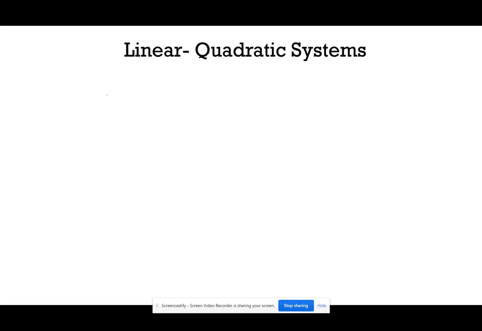A linear function is a straight line. A quadratic function is a parabola. And we're going to see where these two things cross. So before we did two linear functions, this time we're doing a linear and a quadratic at the same time. So there are three possible solutions.